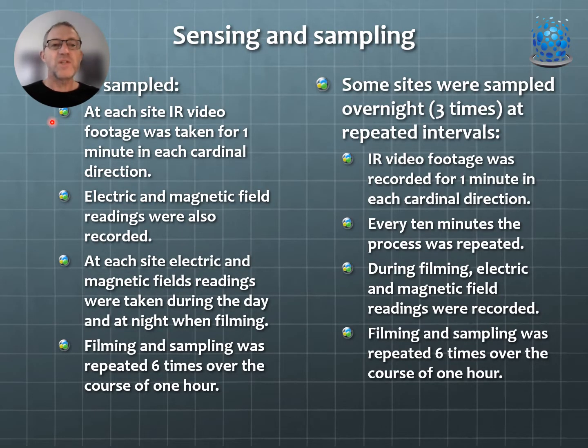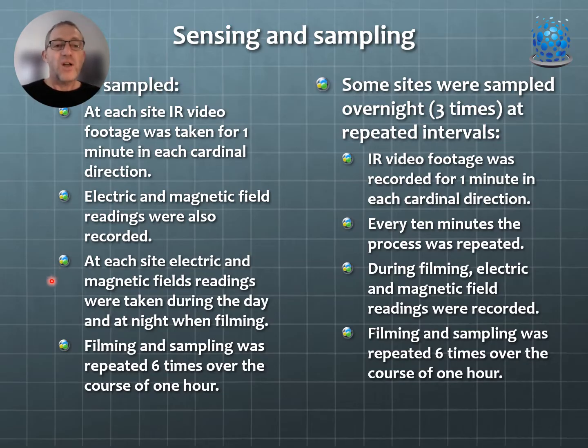Now, in terms of sensing and sampling, the methodology itself was standardized and repeatable. So at each site, the IR video footage is taken for 1 minute in each cardinal direction, and that gives you your sampling regime standardized. So when we record numbers for observations, we can apply statistical modeling to that. Now, electric and magnetic field readings were also recorded in a standardized way for a fixed interval, so we can also graph and analyze statistically the data.